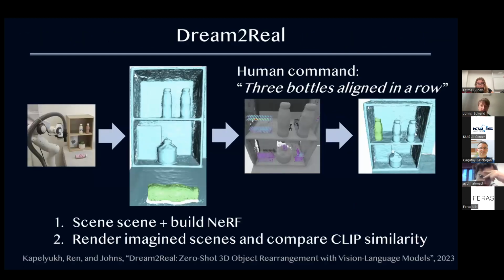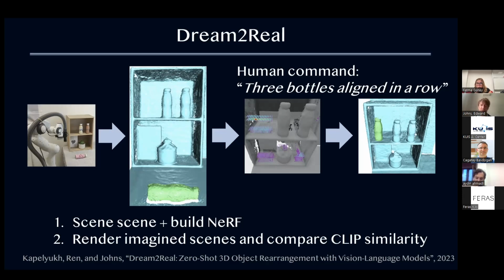Okay, this led to this method that we designed called Dream to Real. And it looks a little bit like this. On the left-hand side, we have the robot and a scene. In that scene, we have some shelves and some bottles. And the human command is, let's say, three bottles aligned in a row. So we want the robot to create this scene where there are three bottles aligned in a row. First of all, the robot builds up a NeRF of the scene. So it will scan the scene and then build up a NeRF.